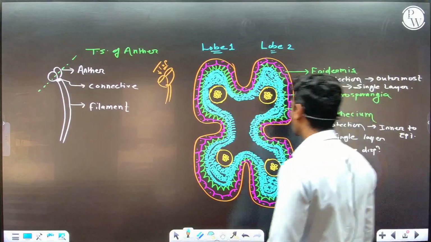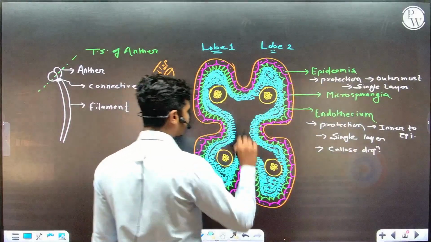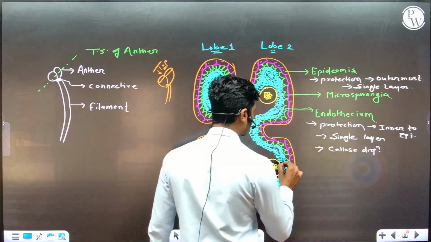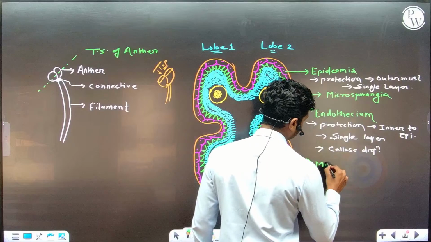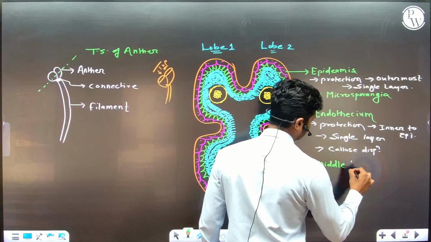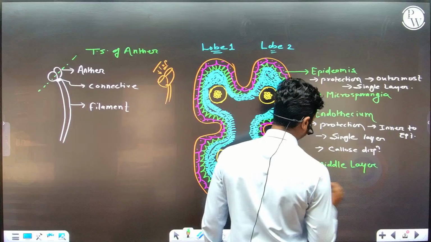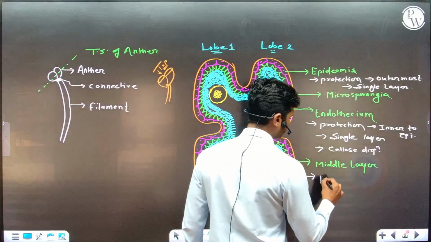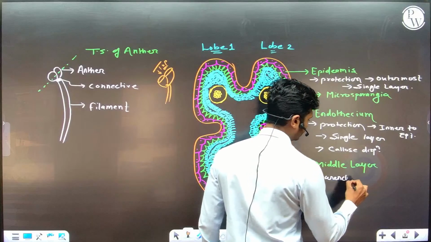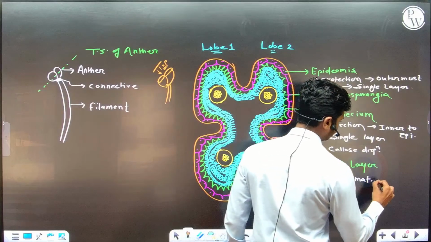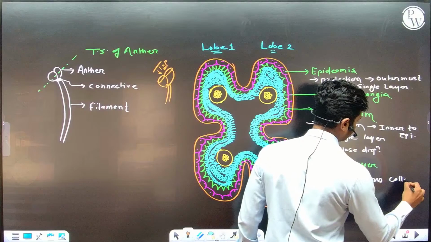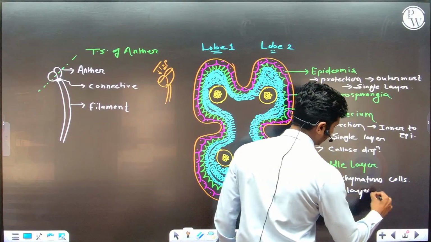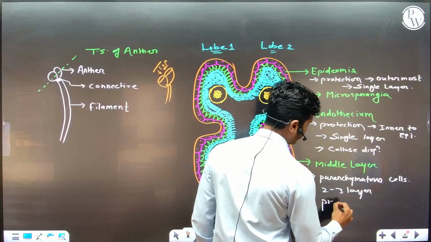Now, let's write the name of this layer, that is the middle layer. What is the feature? Parenchymatous cells, 2 to 3 layers. Function is protection.